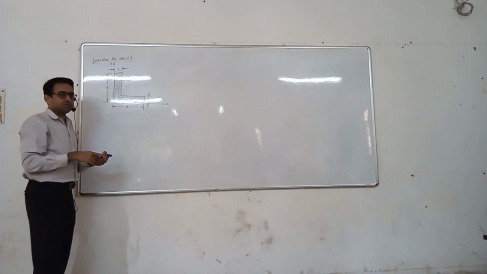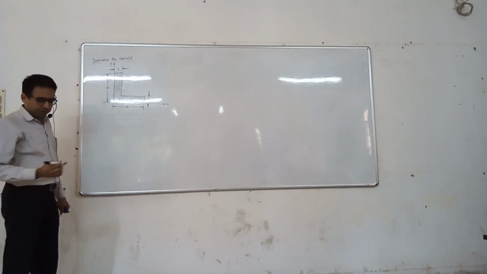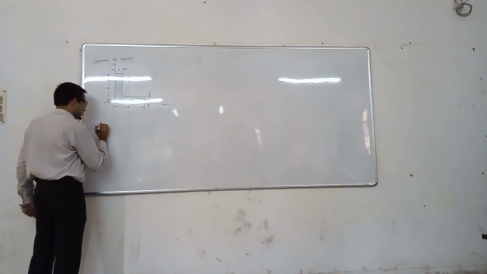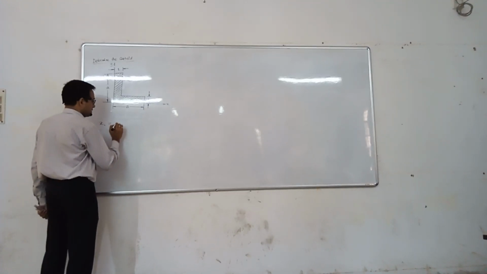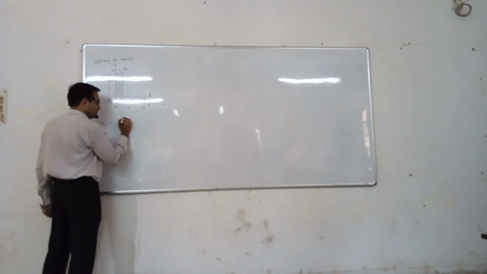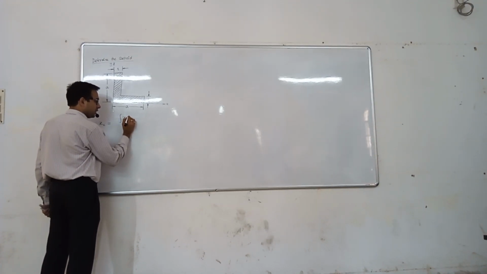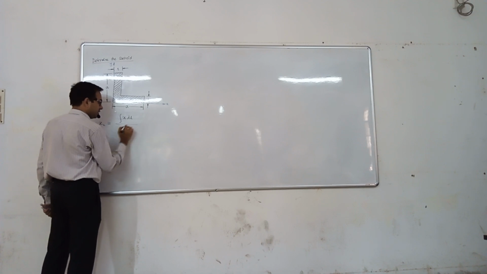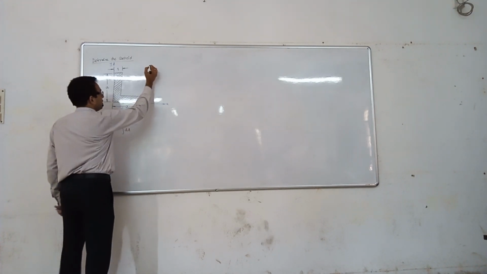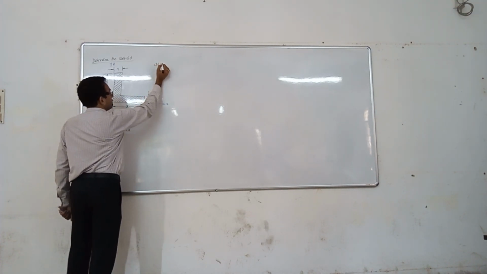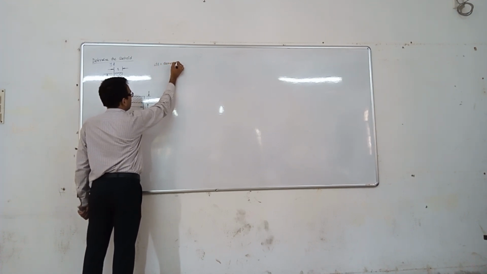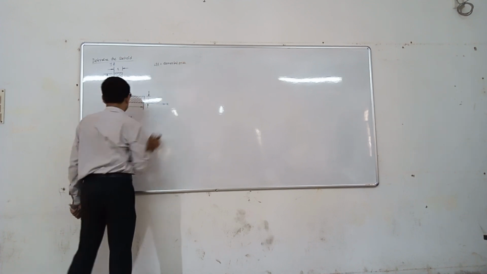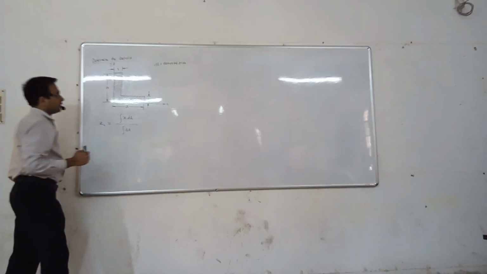We will always start from the definition of centroid. So what is that? Xc is equal to integral x dA divided by integral dA. dA is the elemental area.